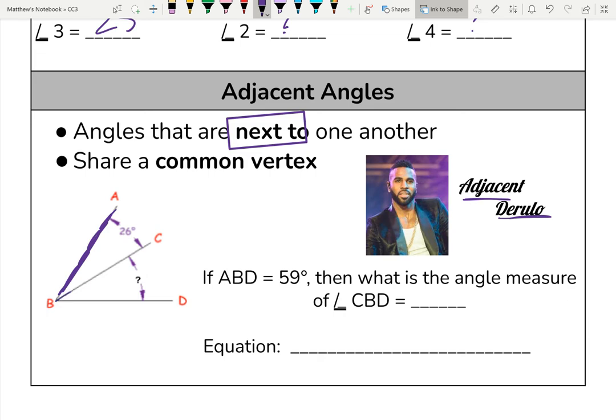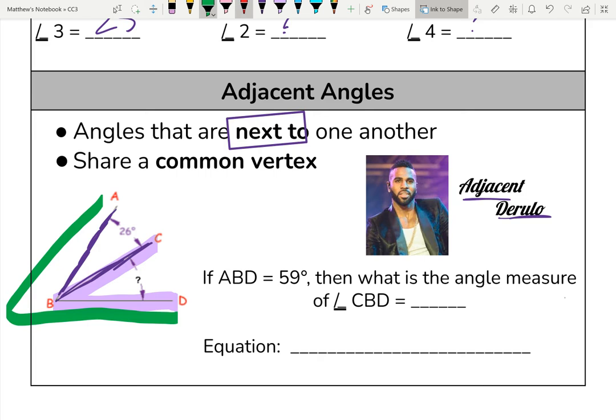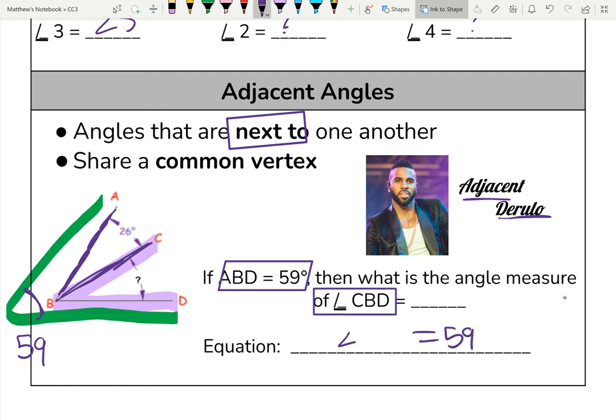So ABC, that angle is next to DBC. They are adjacent Derulo of each other. And so they create this big angle here, ABD. Now, what do we know? Well, we know that ABD is 59 degrees, this big green angle. And then we also know that CBD is an unknown, so I can just leave that as CBD in my equation. And then finally, I know that ABC, excuse me, is 26 degrees.